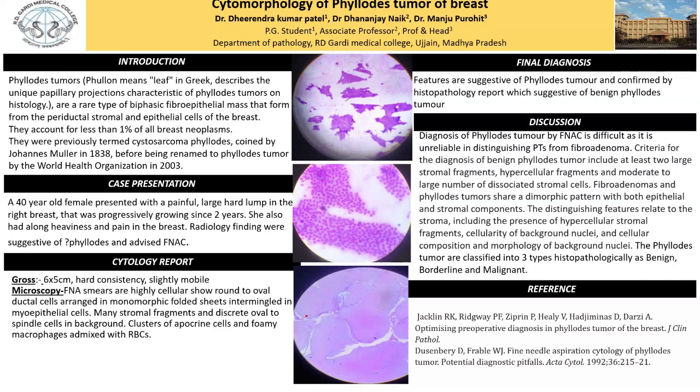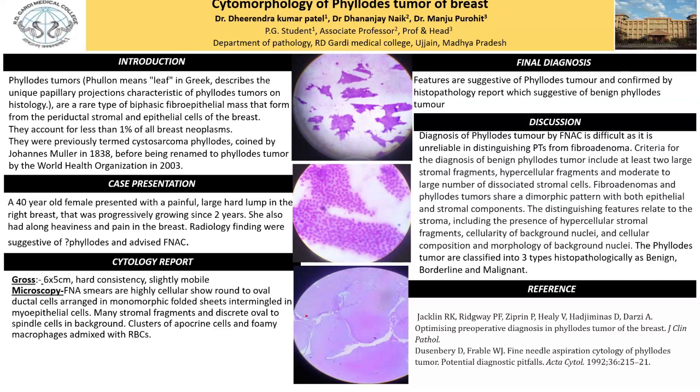Case presentation. A 40-year-old female presented with a painful large hard lump in the right breast that was progressively growing since 2 years. She also had long heaviness and pain in the breast. Radiological findings were suggestive of phyllodes tumor and advised FNAC.